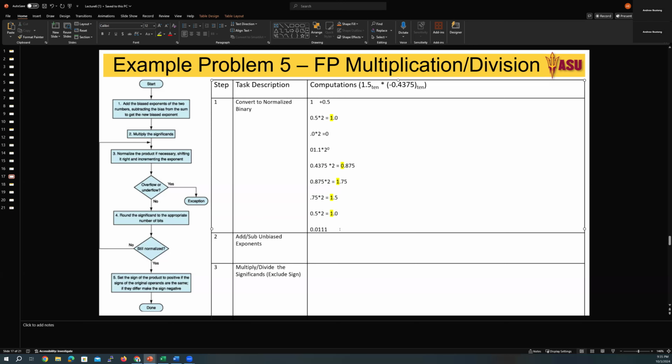And we need it in normalized form. So we're going to have to move this point 2 times. So 1, 2. So I'm going to put it here so I can delete this one. So it's 1.11. And because we moved it 2 times, it's going to be times 2 to the power negative 2.